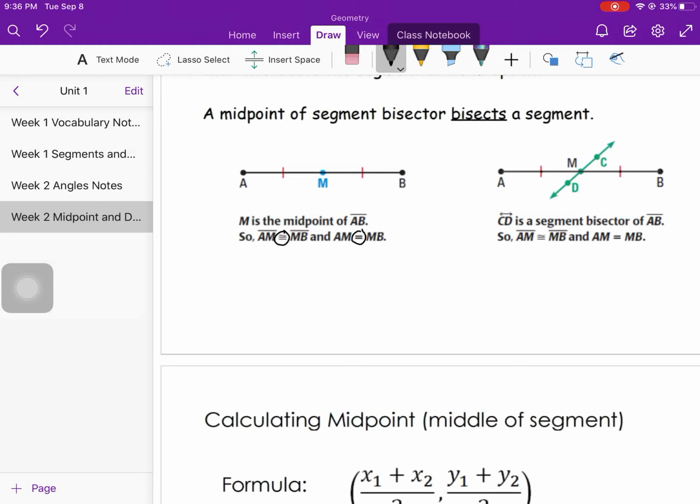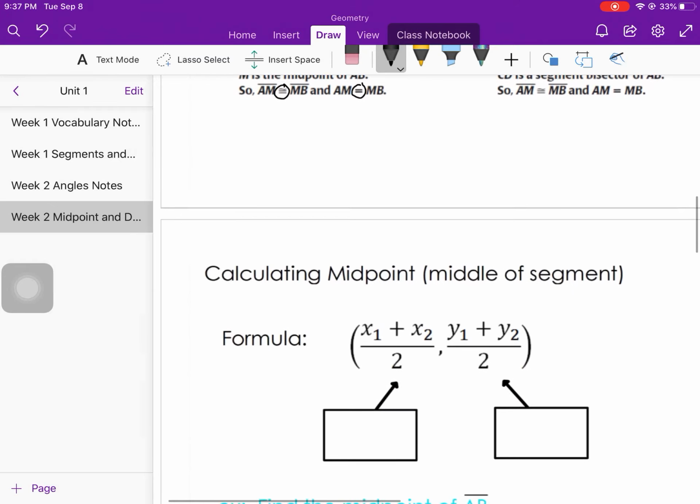Okay, on the other side we have CD is a segment bisector of AB. That is line CD. It has the two arrows, but it goes through point M, so technically that is a segment bisector, and it does the exact same thing. It cuts those two pieces into two congruent parts.